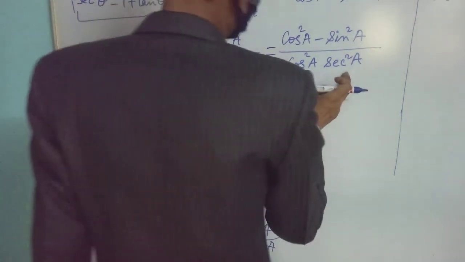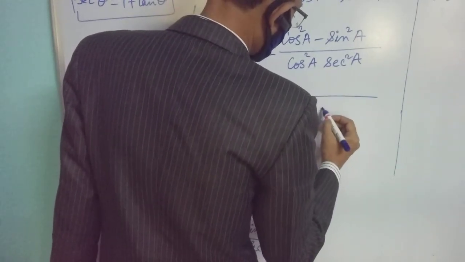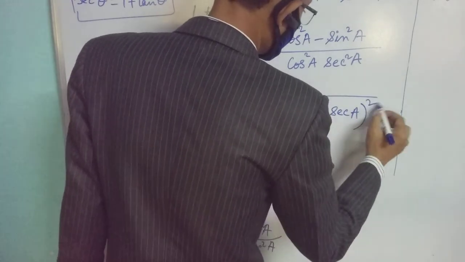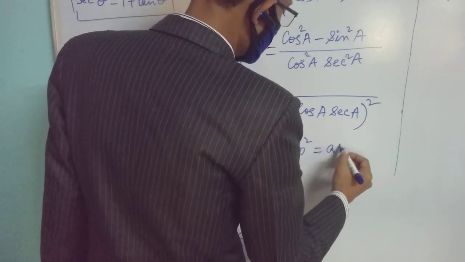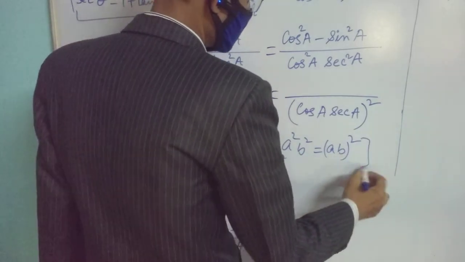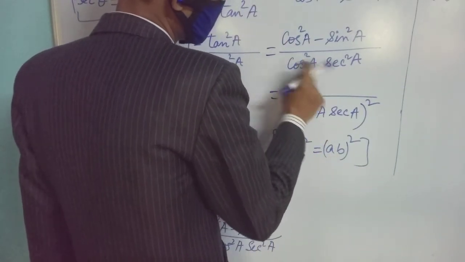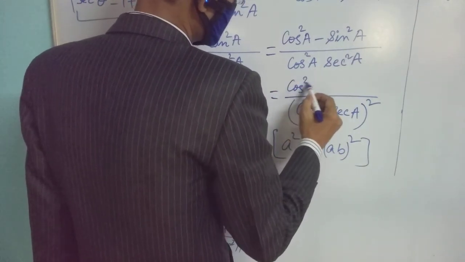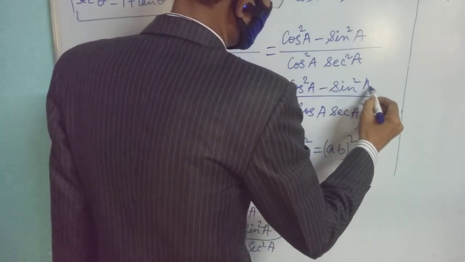Now look at this quotient. This quotient is nothing but cos A into sec A whole square. Why? Because A square into B square is equal to A into B whole square. By the same logic, cos square means cos A whole square, sec square means sec A whole square, and over here we have cos square A minus sin square.